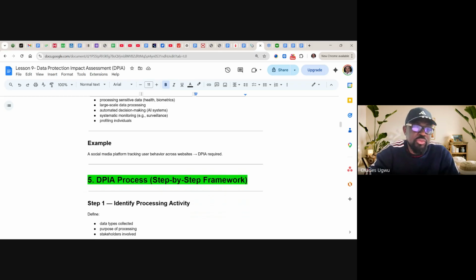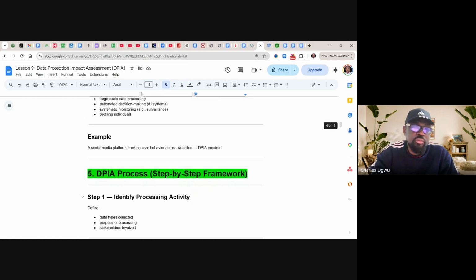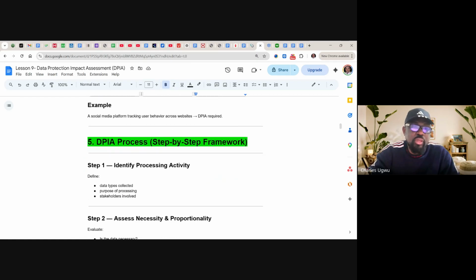Example, a social media platform tracking user behavior across websites. Data protection impact assessment is required. Okay, now we've seen the reason why we carry out data protection impact assessment. The next is, how do we carry out data protection impact assessment step by step?